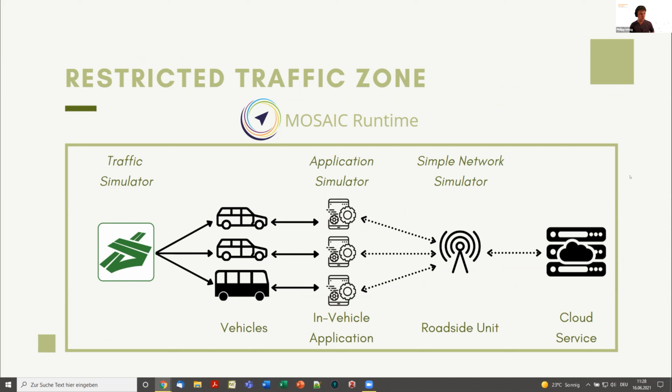We have a traffic simulation via SUMO. And then this is running within the MOSAIC runtime, and we're using the application and simple network simulator from MOSAIC for realizing this in-vehicle application and the communication between vehicles and the cloud. So this is how the architecture looks like.